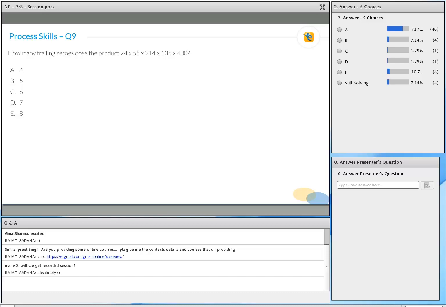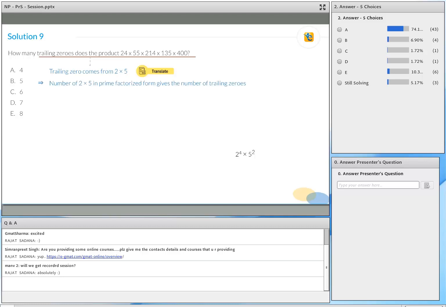Now, this product looks pretty intense here, quite a few big numbers. But the main thing that you have to do is understand what trailing zeros mean. Trailing zeros come from 2 and 5. Trailing means how many zeros you have towards the end, right? So trailing zeros will come from the product of 2 and 5. Essentially, the number of times 2 times 5 appears in the prime factorized form of this product is going to give you the trailing zeros.